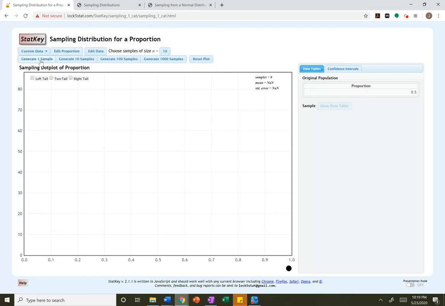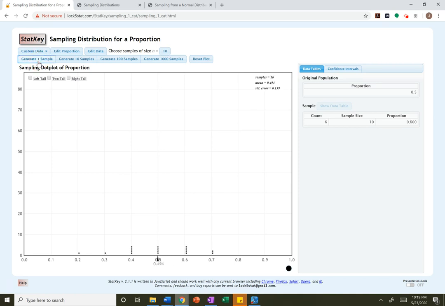I'm going to do one set of 10 coin flips. That's what this one dot is here. That 0.6 there says I had 6 heads out of 10. I'm going to do another 10 flips. I got 0.7, 0.5. What I'm doing right now is a bunch of coin flips.